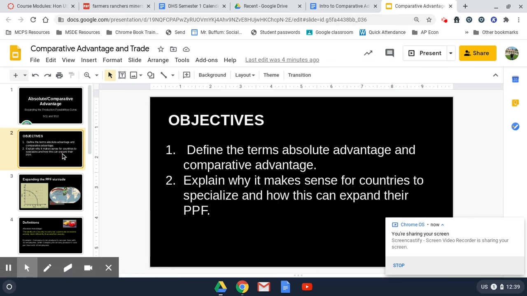All right, so the objectives. Number one, define the terms absolute advantage and comparative advantage. Just define what those things are, and explain why it makes sense for countries to specialize and how this can expand their production possibilities frontier. This is going to be the first day on comparative advantage, and we'll continue with this early next week. This is one of the tricky topics, so if you're a little bit confused early on, it's all right. This is a common difficult topic within the class.